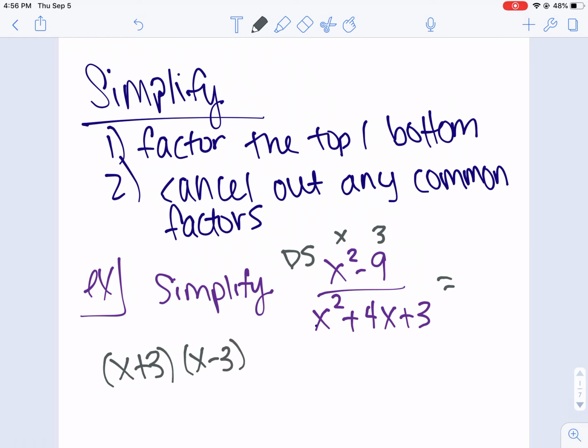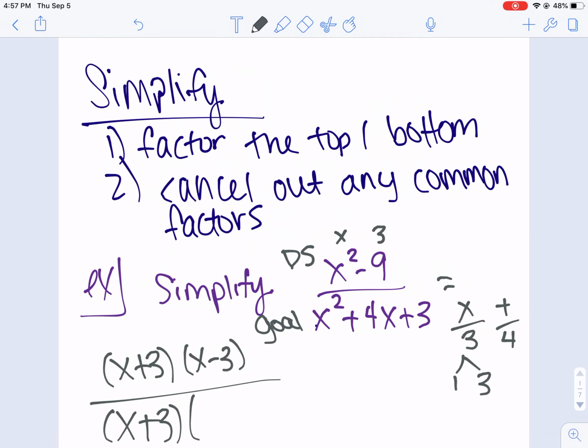Okay? And then on the bottom, we're going to factor that using what I call gold numbers. That's when you want to find two things that multiply to 3 but add to 4. Obviously the only two factors of 3 are 1 and 3. So that bottom is going to factor into x plus 3, x plus 1.